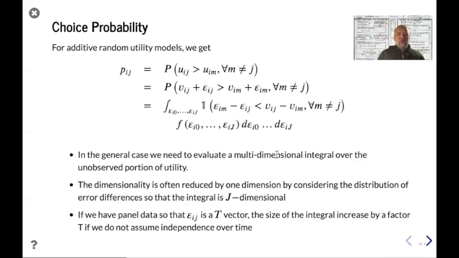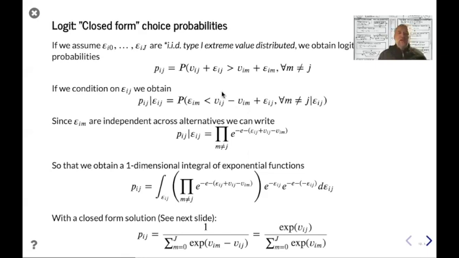Okay, so in the general case, we really need to evaluate this multidimensional integral over the unobserved portion of utility, those epsilons here. And then we can reduce it by one dimension because we difference against one alternative, but still it's a J-dimensional integral. If you have time series variation too, and you want to model completely unrestricted dependence over time, then each of these epsilons is a T-vector, and you have a T by J-dimensional integral. You can see this potentially grows very big, and with large choice sets and long time periods, this could be computationally very demanding. You have to think about using some of the structure to calculate things that you may think could be done analytically, and then the other things that you really need to leave to the computer. So here's how we derive the response probability in the logit case.